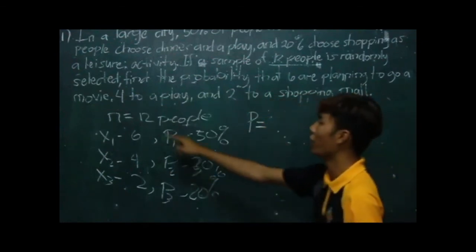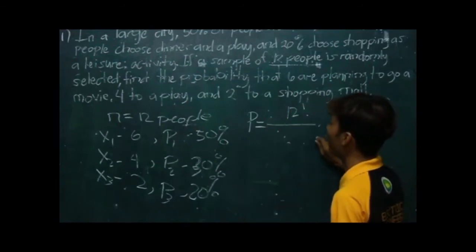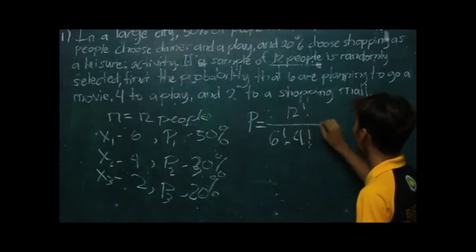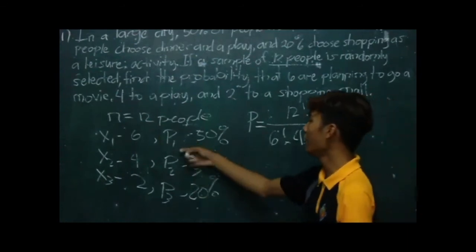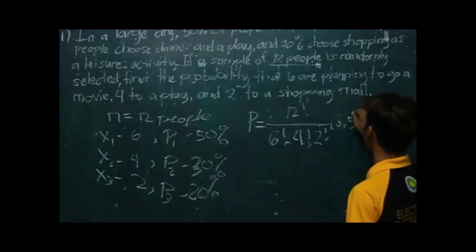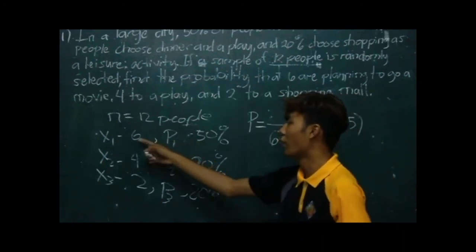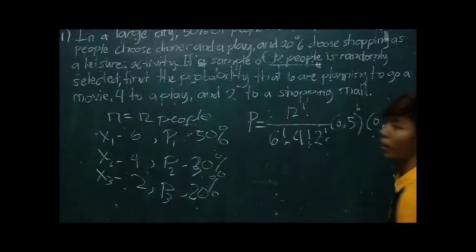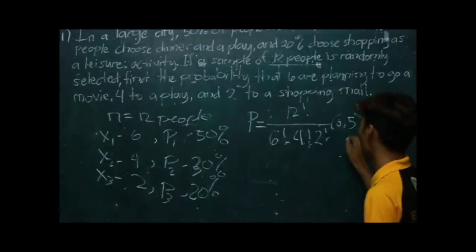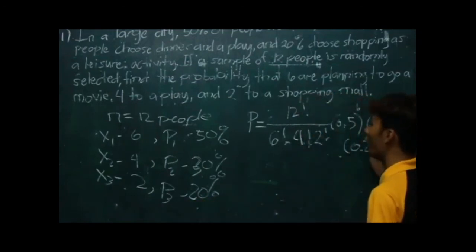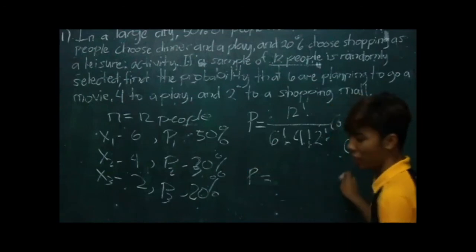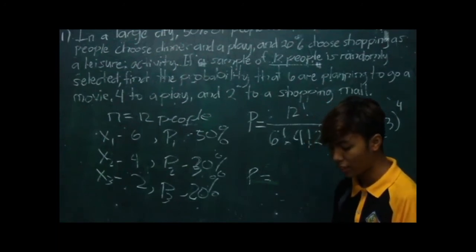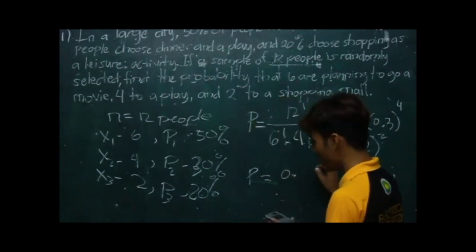P is equal to n factorial, where n factorial is 12 factorial, divided by x1 factorial, x2 factorial, and x3 factorial, so 6 factorial, 4 factorial, and 2 factorial, times our probabilities P1, P2, and P3, so 0.5 raised to x1, which is 6, times 0.3 raised to 4, and 0.2 raised to 2. That means our probability is 0.070.